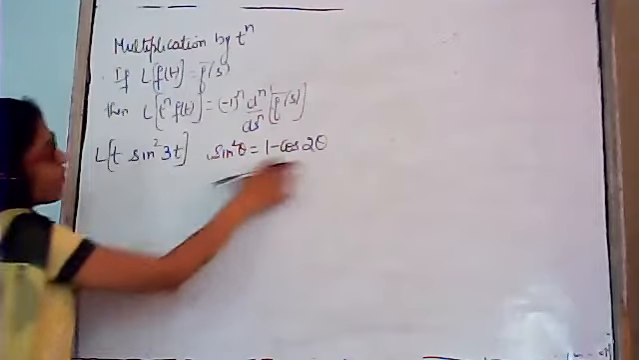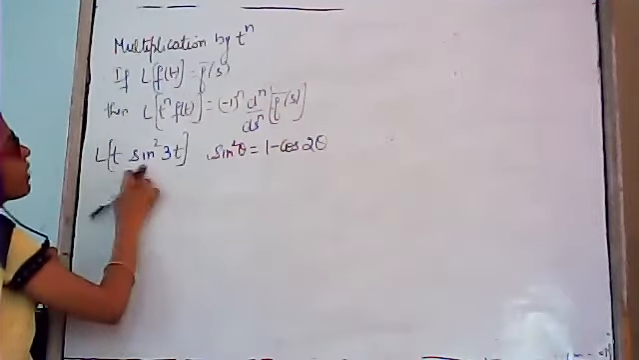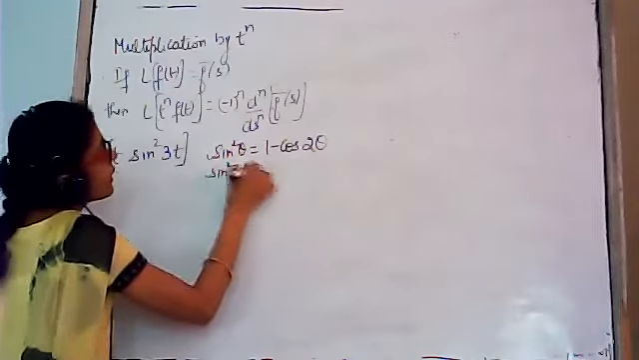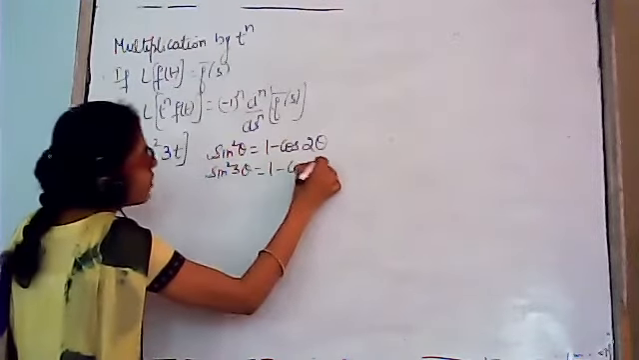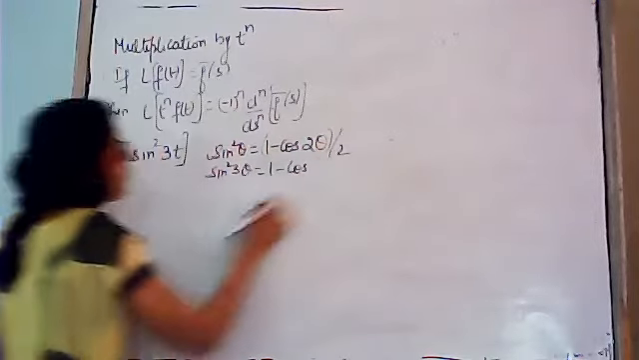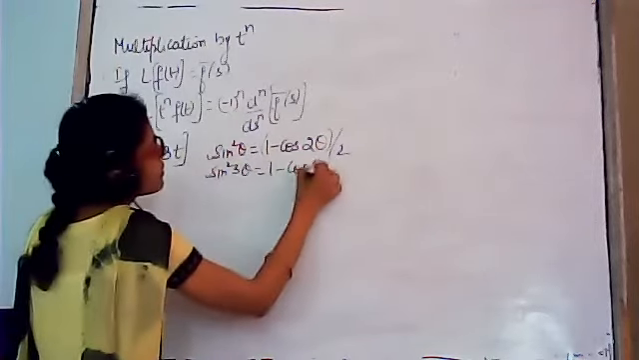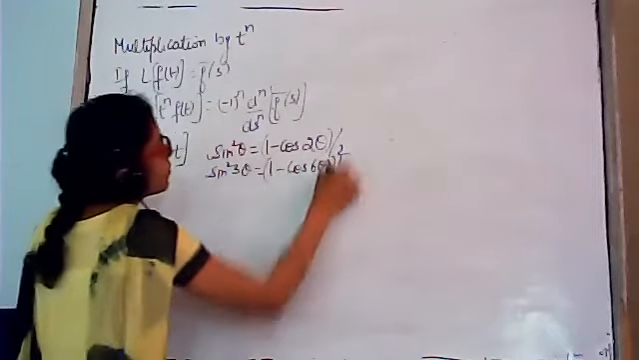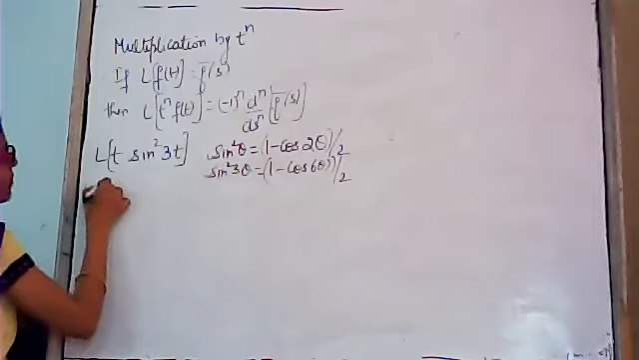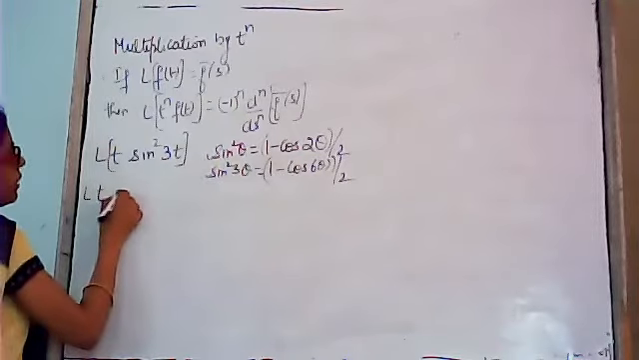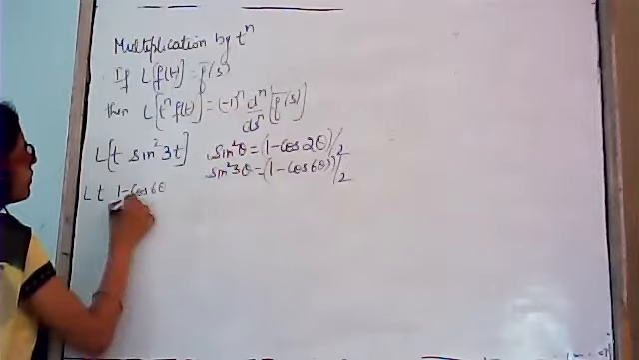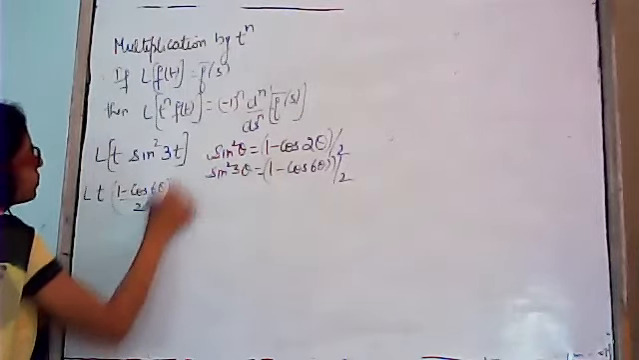Sin square theta is 1 minus cos 2 theta, but we want to find the value of sin square 3 theta. Sin square theta is 1 minus cos 2 theta by 2. So it will be 1 minus cos 6 theta by 2. It means that we have to find the Laplace transformation of t into 1 minus cos 6 theta divided by 2.